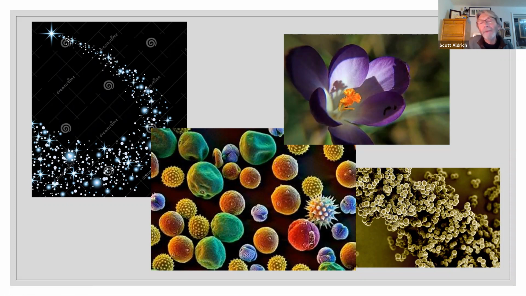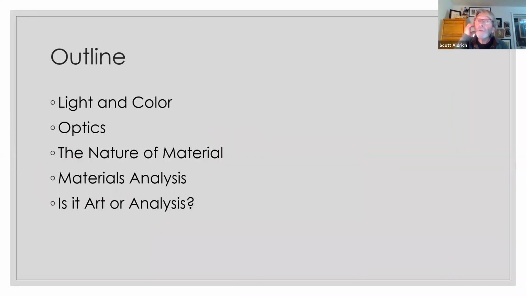And I'll talk about optical microscopy, light microscopy, but we can't ignore electron microscopy and other spectroscopies that go along with it that help us to characterize materials. But the whole purpose of reviewing this for you all is to show you some crystallography and some images. So my general outline is looking at light and color, the optics of microscopes, the nature of material, how we analyze material, and hey, is it art or analysis?